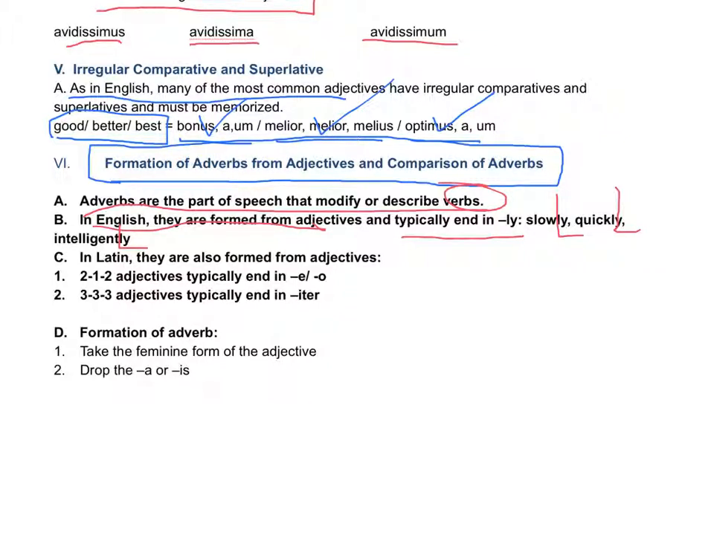In Latin, adverbs are also formed from adjectives. 2-1-2 adjectives, when they become adverbs, generally end in E or sometimes in O. 3-3-3 adjectives, like omnis, omnis, omne, they typically end in ITER. There are, of course, irregularities, just like there are in English, but generally, your adverbs are going to end in E, O, or ITER. And probably the majority end in E, and the second most popular is ITER, and O is a distant third.